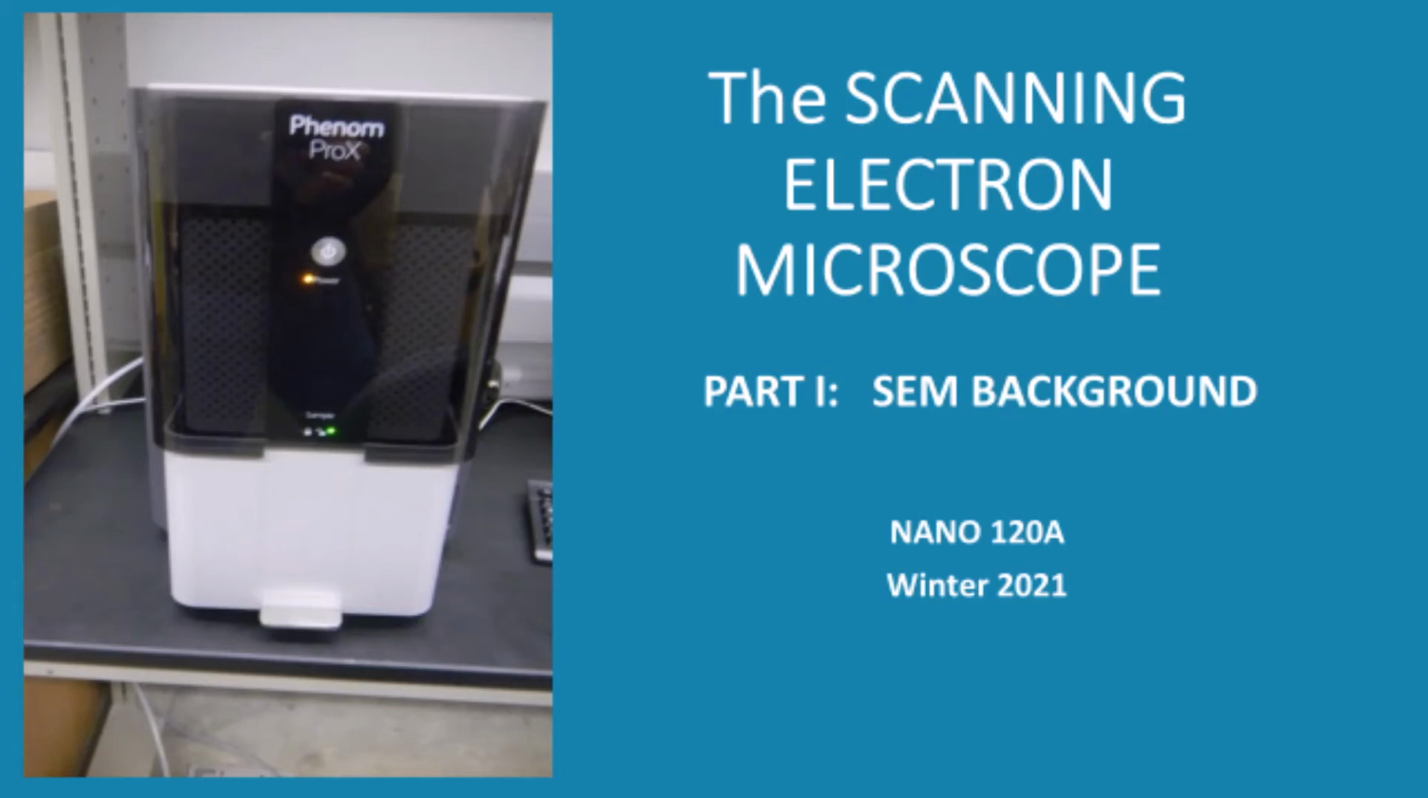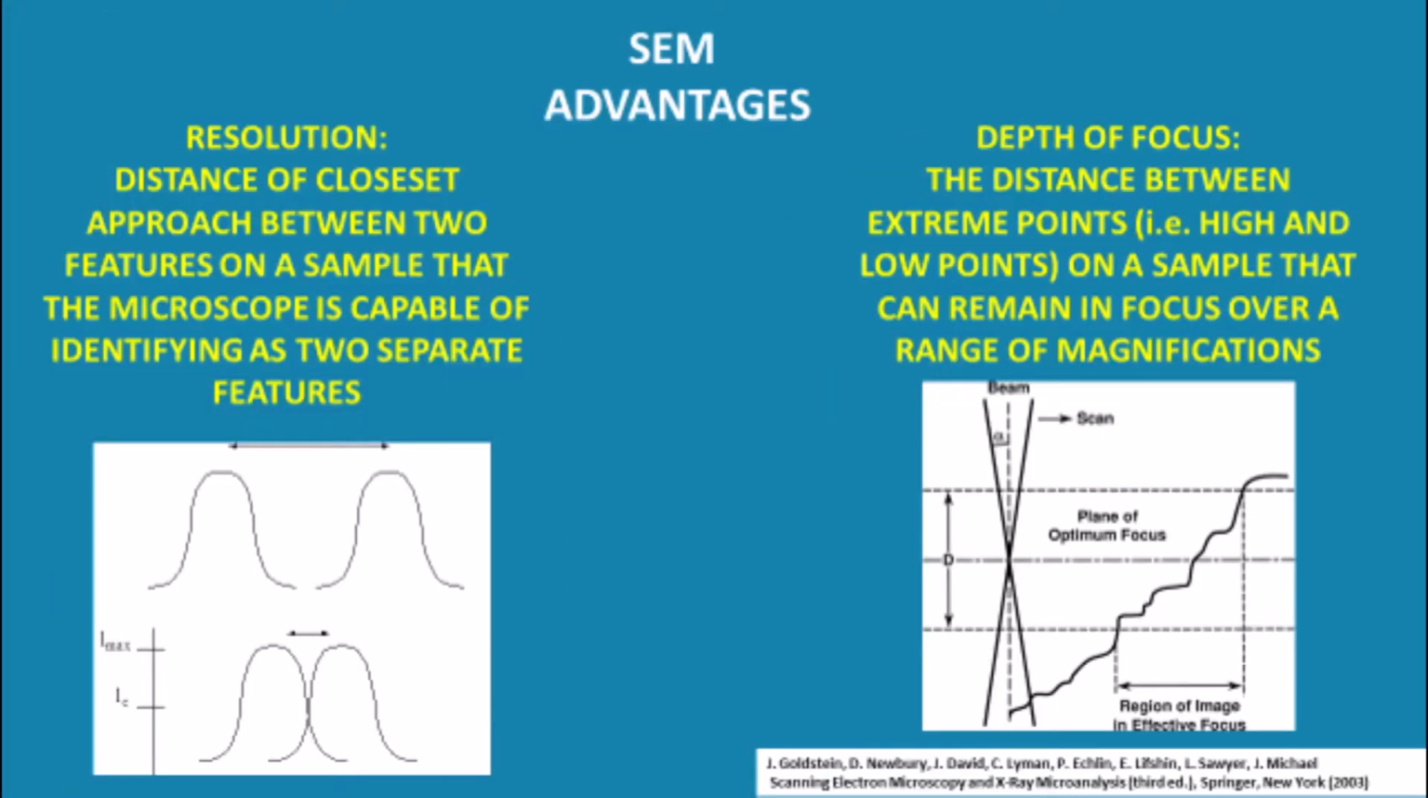The Scanning Electron Microscope. This is the first of a two-part series on the background and operation of a scanning electron microscope for Nano 120A. Scanning electron microscopes offer several advantages over conventional light microscopes.